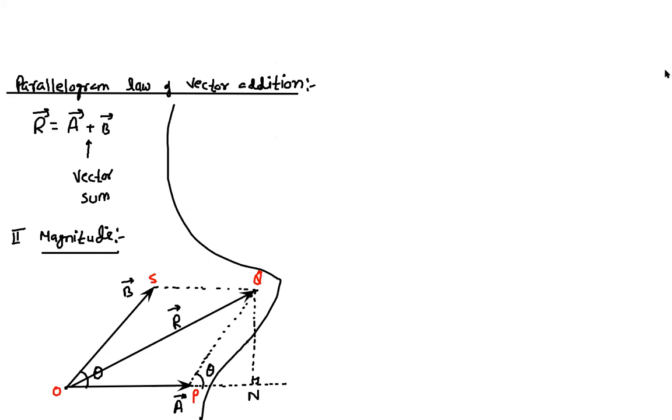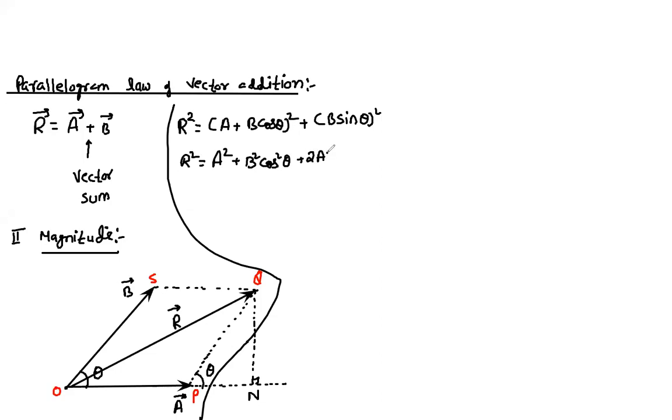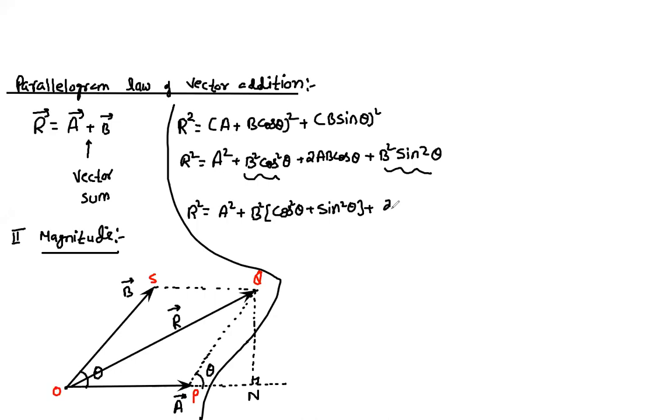Okay, so if I substitute all values in 4, then instead of OQ, it's R square. Your OP is A, your Pn is B cos theta, its whole square, your Qn is B sine theta, whole square. So R square is A square plus B square cos square theta plus twice of AB cos theta plus B square sine square theta. In B square cos square theta and B square sine square theta, you can take B square as common. So this is A square plus B square, cos square theta plus sine square theta, plus twice of AB cos theta.